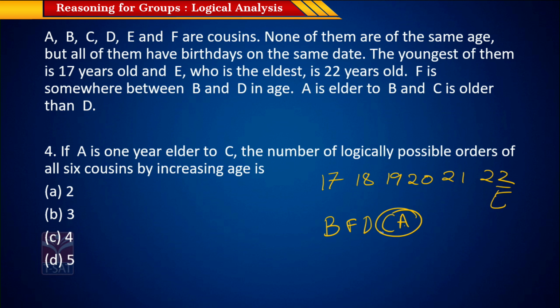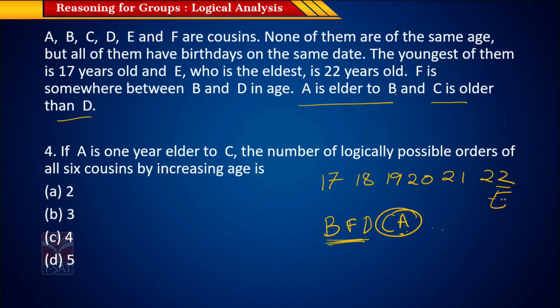In this way, we have A which is older to B and C is older to D. Right, this is possible, but can we shift B or D to the right side of C and A? It's not possible, because both these conditions need to be satisfied, where A is elder to B, so it has to be on the right of B, and C is also older to D, so it has to be on the right of B and D.